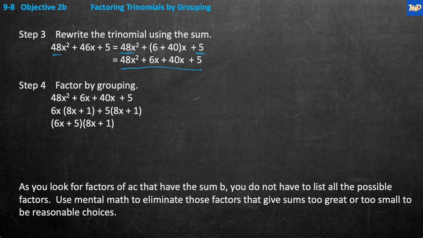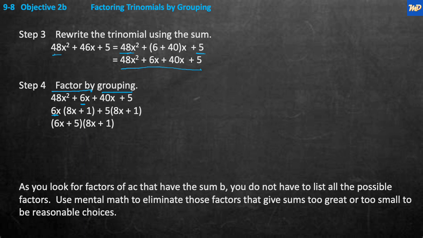And now we're going to factor by grouping. How do we do that? We group the 48x squared plus the 6x, and then we group the 40x and the 5. For the first group, can we get a 6 out of 48? Yes. We can certainly get an x out because it's an x squared. So we take out 6x, and we're left with 8x plus 1, because 6x divided by 6x gives us 1. Now we do the same thing on the next group, 40x and 5. The most we can take out is a 5, because there are no x's or anything else.